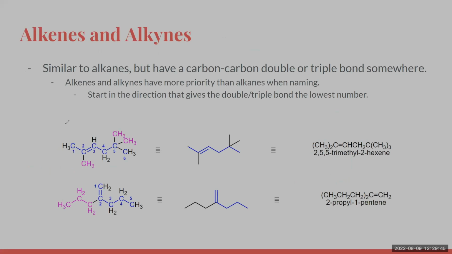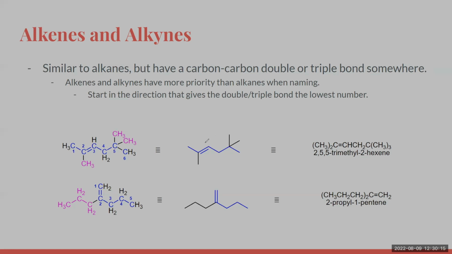Okay, so alkenes and alkynes. They're very, very similar to alkanes, the only difference being that they have a carbon-carbon double bond or a triple bond somewhere in the molecule. Alkenes and alkynes generally have more priority than alkanes whenever you name them, and you want to start in the direction that would give the double bond or triple bond the lowest number.